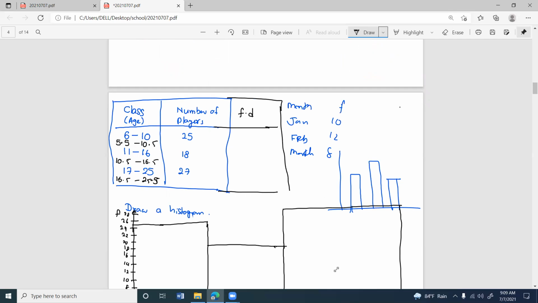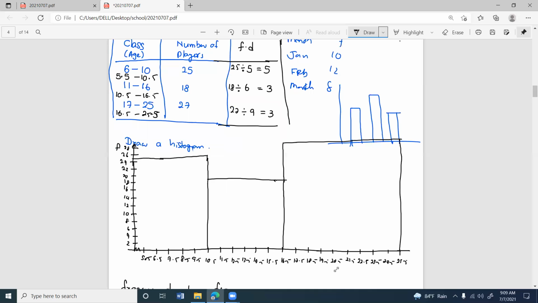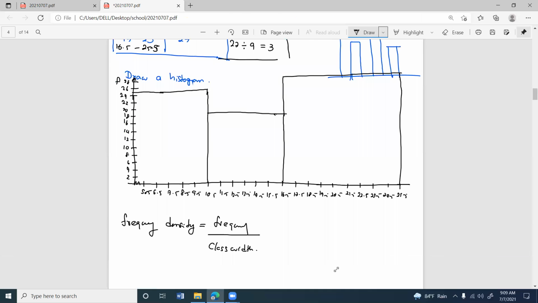So I can say 25 divided by the class width. 10.5 minus 5.5 is 5, so it's 5. Here, 18 divided by 16.5 minus 10.5, which is 6, gives 3. Here, 27 divided by 25.5 minus 16.5, which is 9, gives 3. So if I draw this for this range, you can understand that.